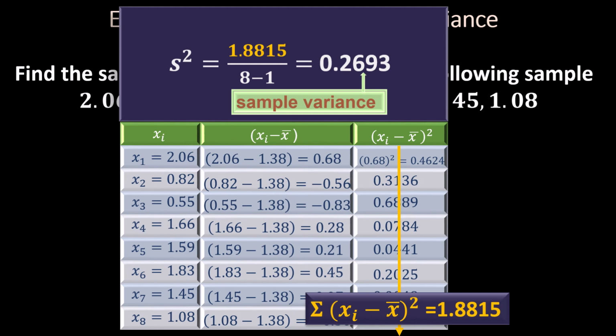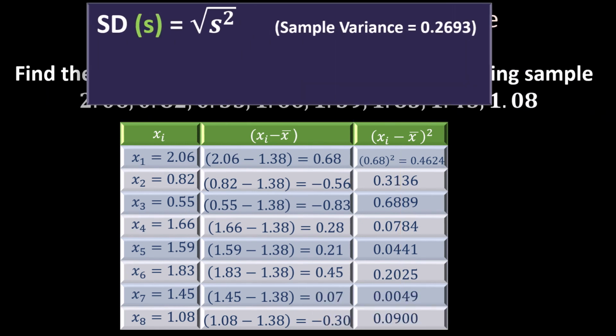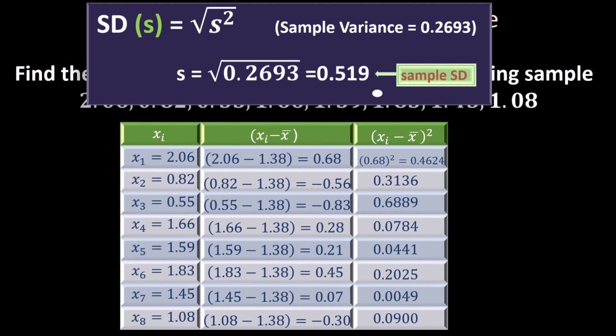So how do we find the sample standard deviation? We know the sample standard deviation, that is s, is the square root of the sample variance. The sample variance is 0.2693. Therefore, the square root of 0.2693 is 0.519. That is the sample standard deviation.